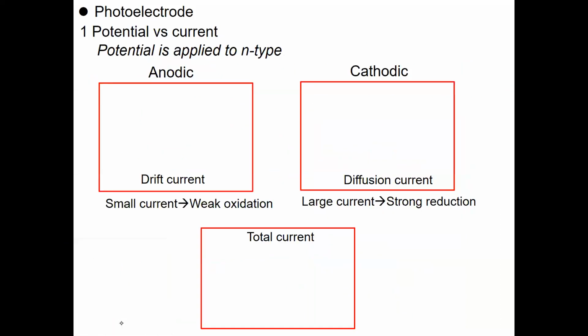here, please stop the video for a while and draw for yourself what will happen for the band diagram. Okay. So first, anodic potential is applied. By applying the potential, the originally same level of Fermi level is shifted downwards.